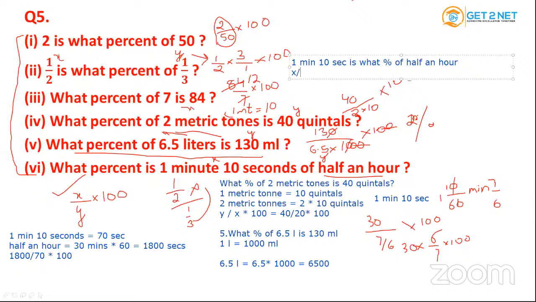So here what will be your formula? X by Y into 100, right? So what is the X value? 7 by 6. 7 divided by 6, again, or you can say into 1 divided by 30 into 100. Can I write it like this? That comes to 3.89. Okay.